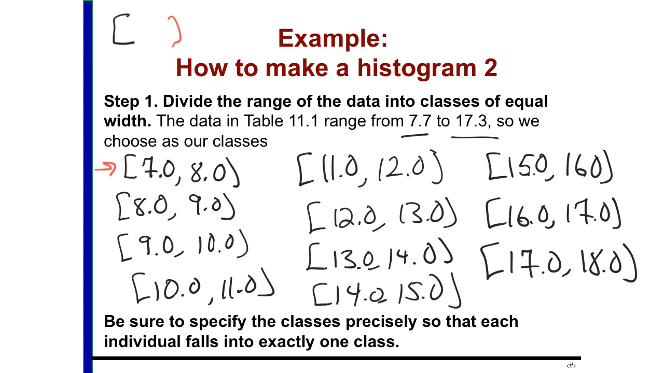But look at the next interval. It can equal 8, but it can't reach 9. The next one goes from 9 up to 10, but not reaching 10. Then it goes from 10 up to 11, but doesn't reach 11, and so forth. The reason is this last sentence right here. Be sure to specify the classes precisely so that each individual falls into exactly one class. If you have a data value that's going into two intervals, you have to fix it because that's going to be a problem. It has to go into one individual class.